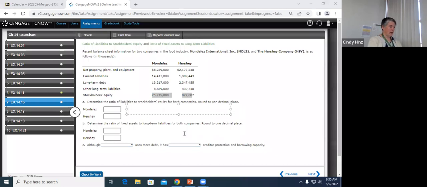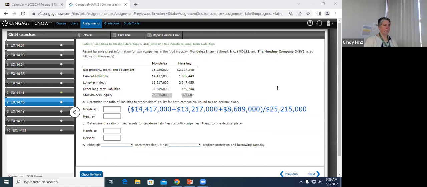So for Mondelez, we have current liabilities, long-term debt, and other long-term liabilities. All of those make up our total liabilities. We need to add all of those together. If you're wondering why they gave them to us separately and then made us add them together, it's because for the second part of this, we're going to need them separate. And so for Mondelez, we want to add together the three pieces that make up their liabilities, and then divide that by their equity.